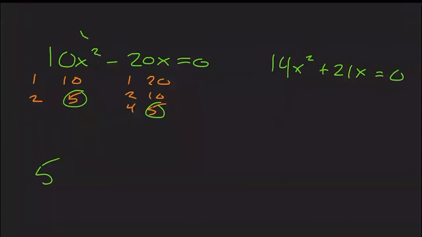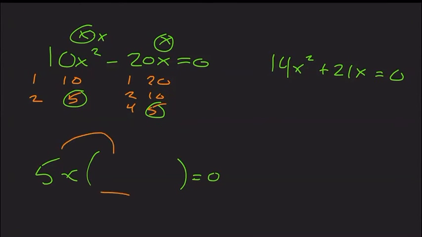And also we know that this one has 2 x's. This one has 1 x. So they have an x in common that we can take out. And then what are we left with? So 5x times what is going to give us 10x squared? First, worry about the numbers. 5 times what number gives you 10? That'd be a 2. And then to get from x to x squared, we need to multiply by another x.